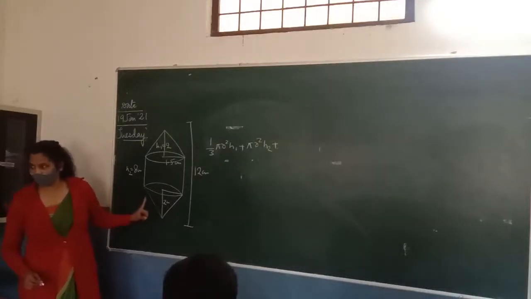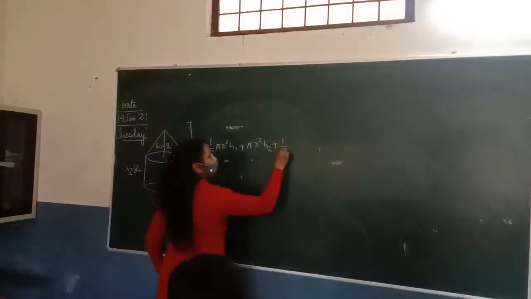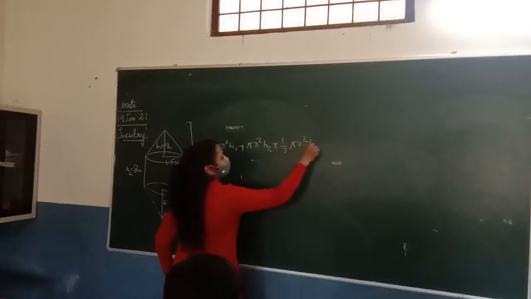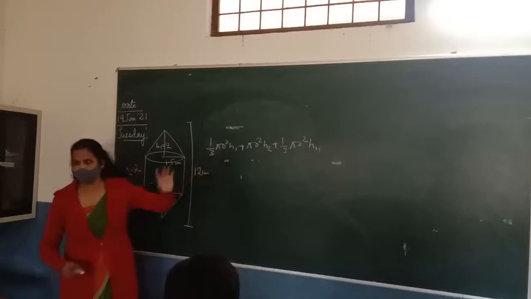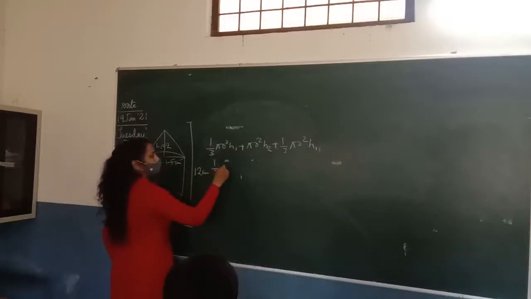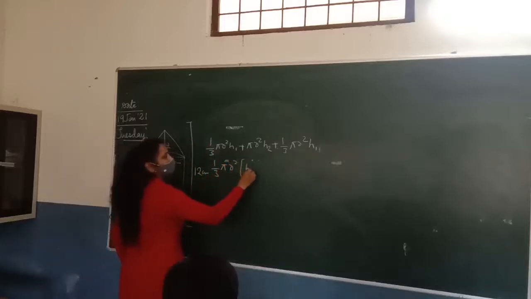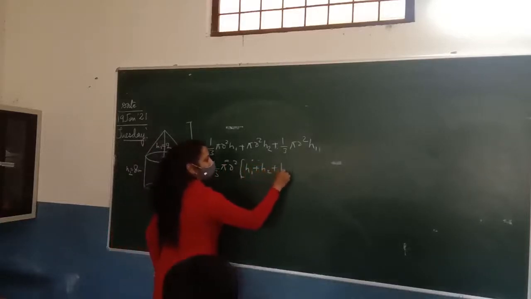1/3 pi r square h. Okay, clear? So what can you do for easy calculation? We can take 1/3 pi r square as a common. So 1/3 pi r square is common, times h1 plus h2 plus h1.